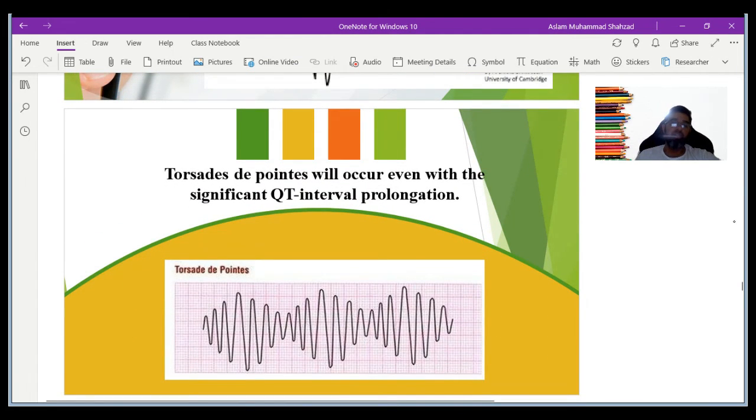What is meant by torsades de pointes? It is responsible for abnormal cardiac rhythm, and that is responsible for sudden death. It points to significant QT interval prolongation. So if the QT interval prolongs significantly, the ECG will appear like this, and that is responsible for sudden cardiac death.